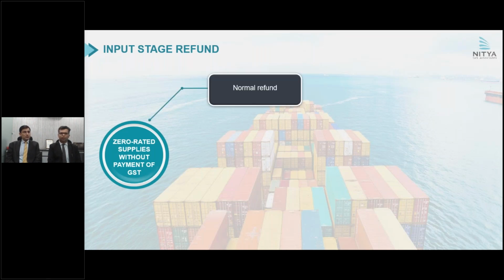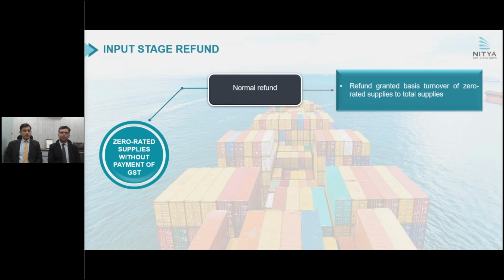Firstly would be a normal refund, wherein the exporter has exported the goods under LUT and he has not claimed any other benefit of concessional procurements. In this case, it's a straitjacket formula. Whatever basis your turnover of domestic or export vis-a-vis total turnover into net ITC, you get the refund.